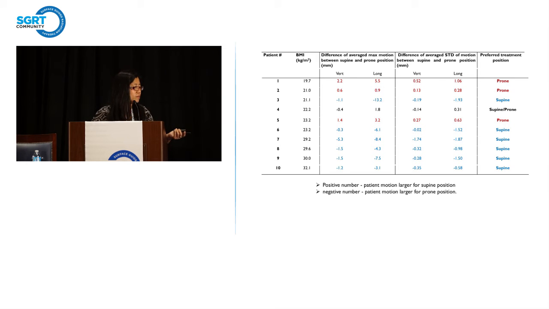You can see there are 3 red, and red means the patient moved more in supine, and all the other blue means the patient moved more in prone, and the black one is a little ambiguous. The positive number always means the patient motion is larger for supine position, and the negative number means the patient motion is larger for prone position. Very simple, the preferred treatment position is defined as the one with minimal patient body motion.